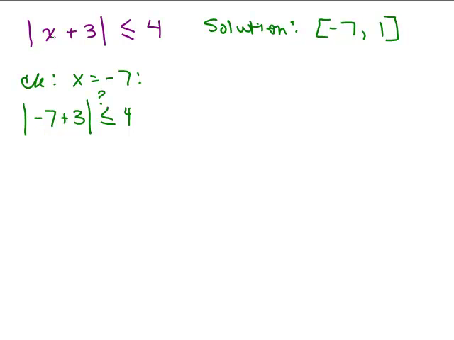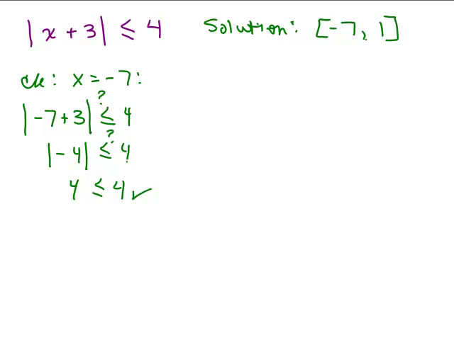Well, if you put in negative 7 for x in the original, this becomes the absolute value of negative 4. And is this true? What's the absolute value of negative 4? It's 4. And is 4 less than or equal to 4? Remember, your question is: is 4 less than 4 or is 4 equal to 4? And the part where 4 equals 4 makes it true. So that works. So negative 7 was a solution.